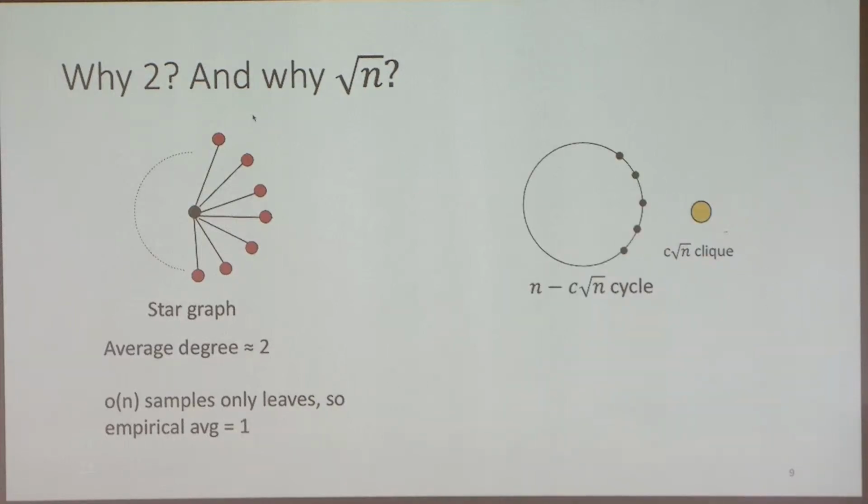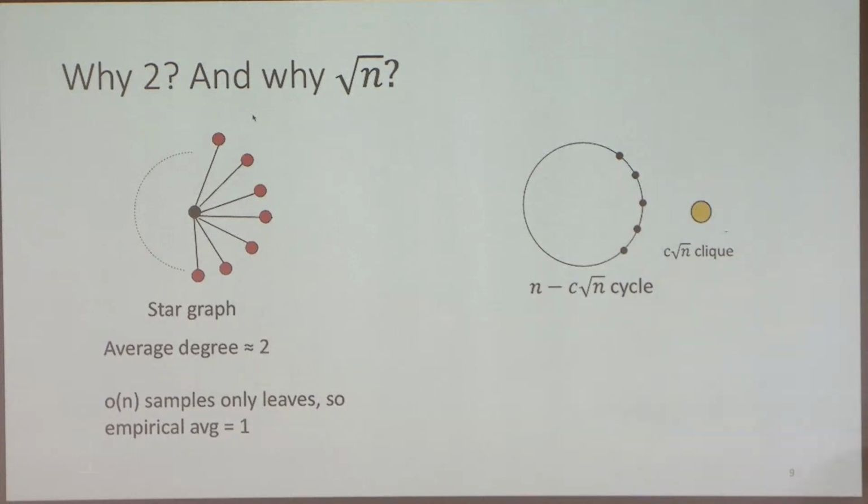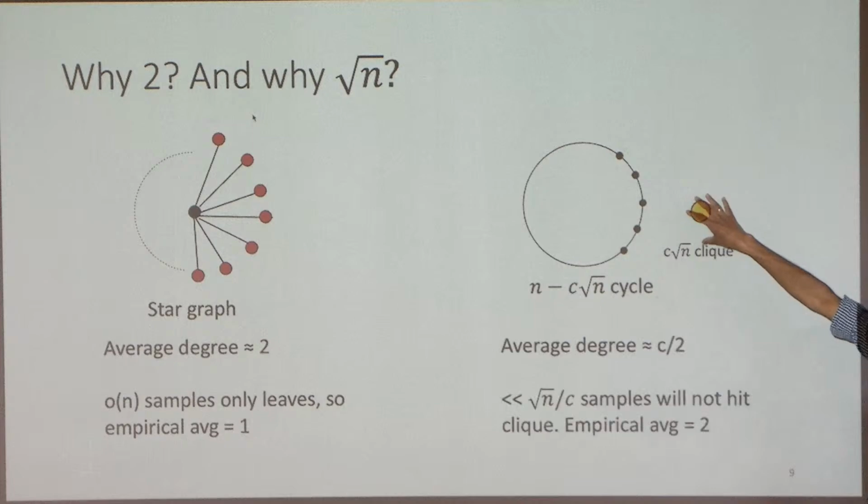Why root n? Well, let me take a graph which is a c root n clique and an n minus c root n cycle. To make it connected, I could put an edge between them. Now, what you see is that the average degree is dominated by the clique. The average degree is about c over 2, right? Because this clique will contribute like cn over 2 edges.